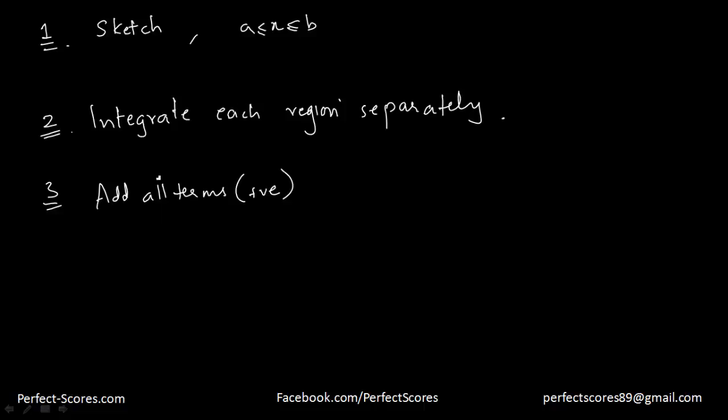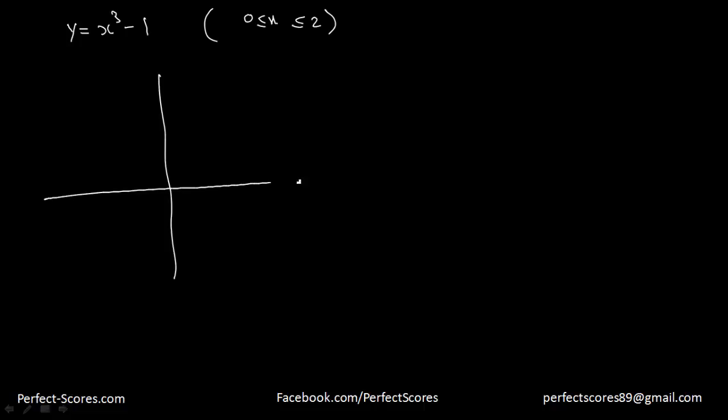Let's suppose I have a question. The question is that I want to find out the area enclosed by y is equal to x cube minus 1 from 0 and 2. So I want to find out the area of the curve from 0 and 2. So I'm going to actually sketch this. If x is equal to 0, y is equal to negative 1. As you can clearly see, if x is 0, y is negative 1. So that means this is going to be the point 0 and negative 1.